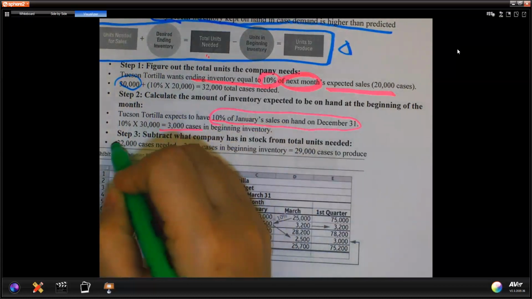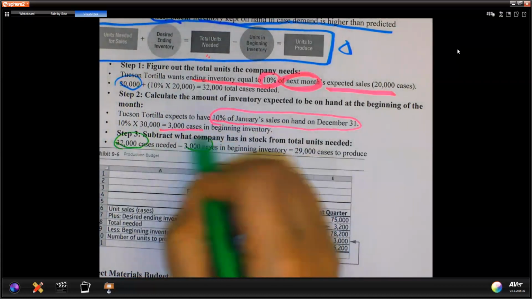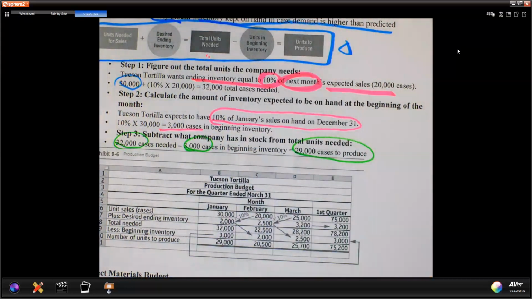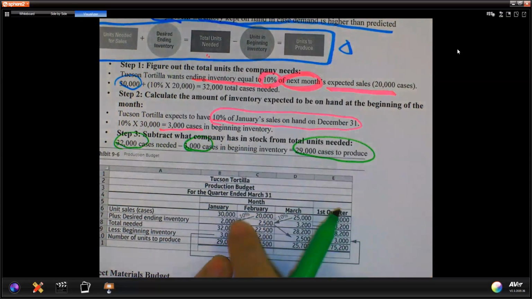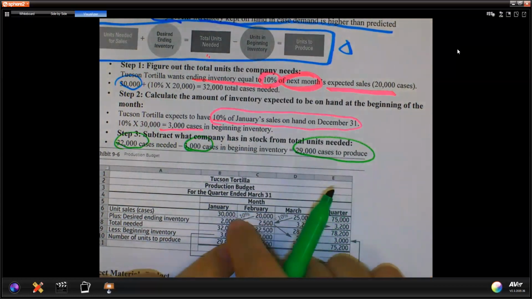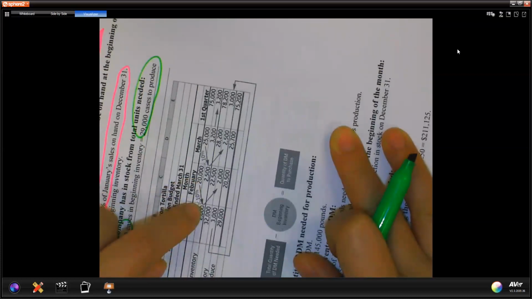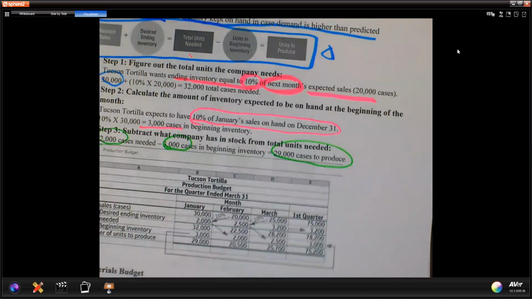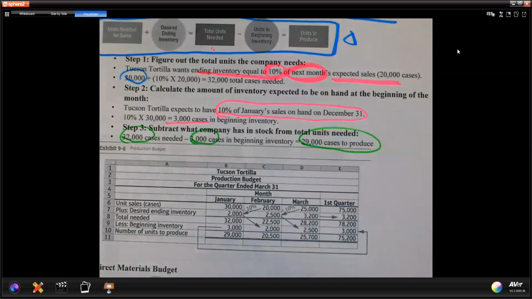You need 32,000, but you already have 3,000 as beginning inventory. So you have to produce 29,000 units. That's the logic. How do we get the numbers? Okay, so I kind of like this one. It's kind of a horizontal way. So it's to visualize the steps. We go through all the lines together.